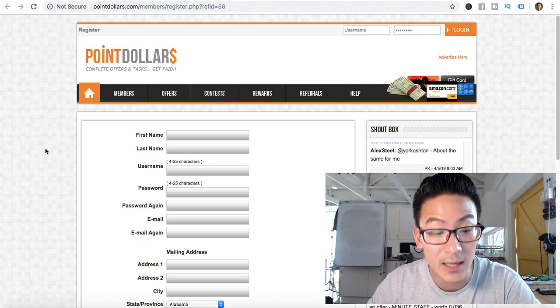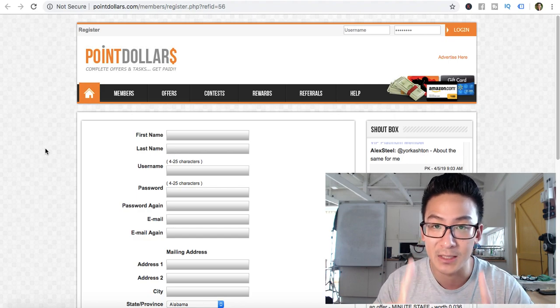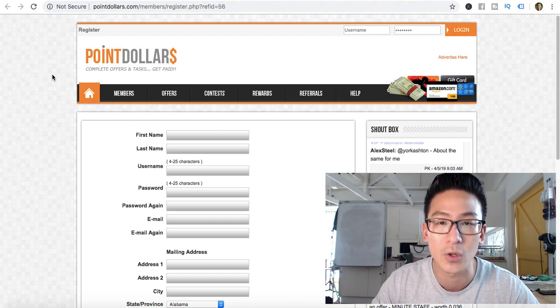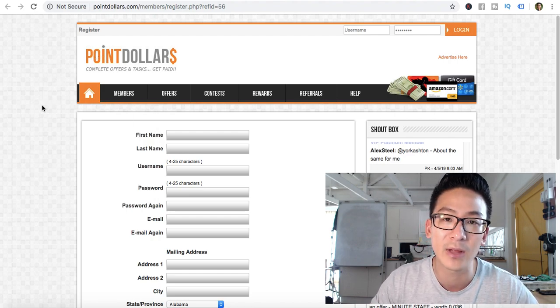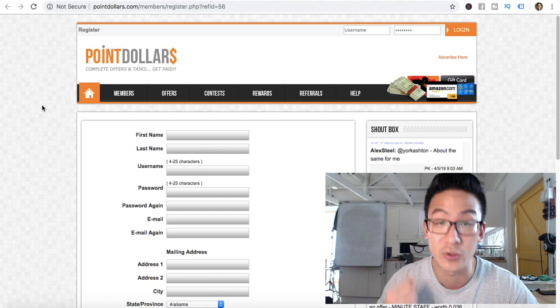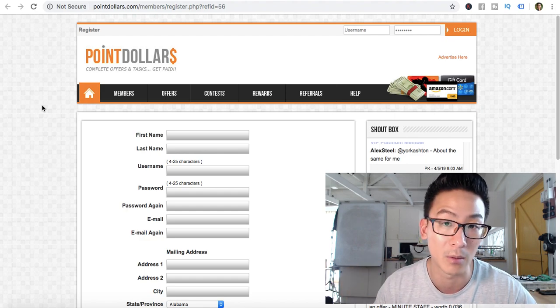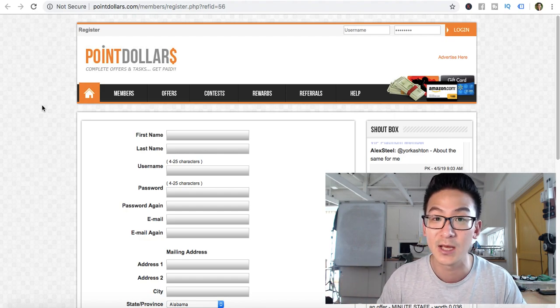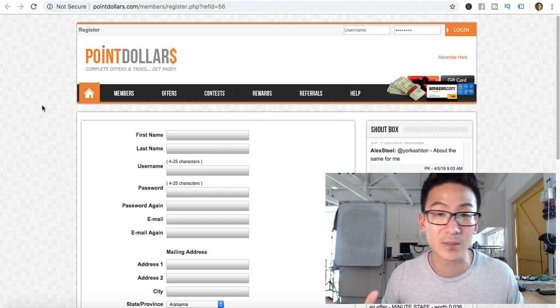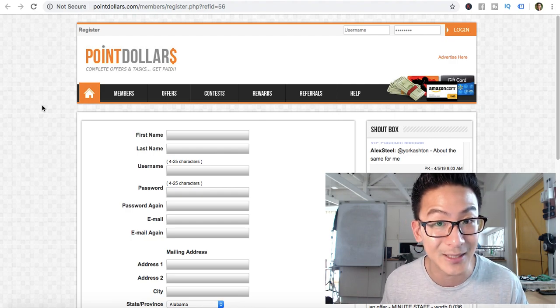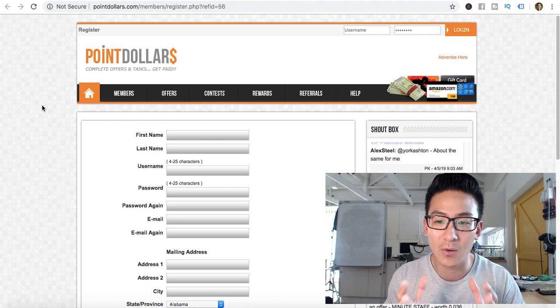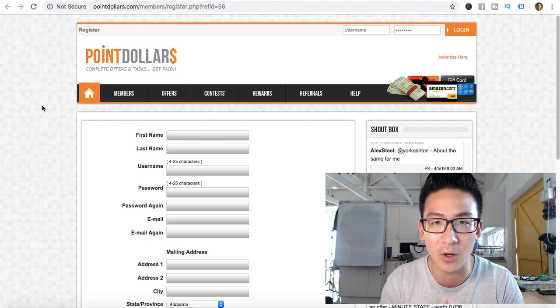The money's real, okay? The other thing that I want to say is, depending on where you are, whether it's Point Dollars or another website, some people have complained that it's very difficult to withdraw the money, while others have had no problems. So it depends on your luck. Sometimes you get lucky and you can get your money out, and sometimes you get unlucky and you struggle a little bit, okay?